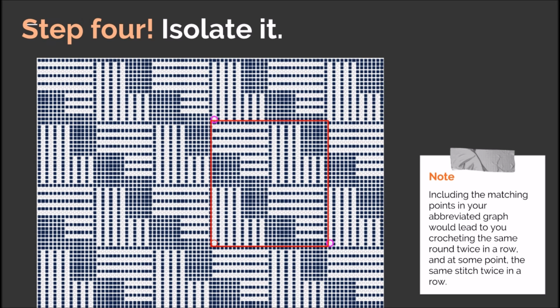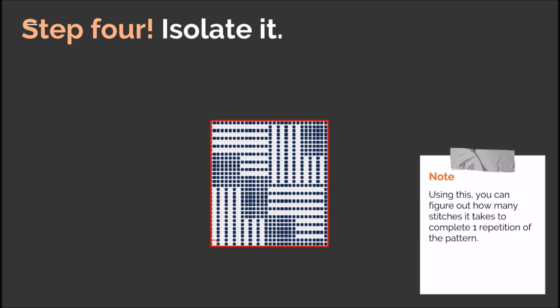So now that we have the box drawn, let's go ahead and get rid of everything around it. This is your abbreviated graph. Using this, you can figure out how many stitches it takes to complete one repetition of the pattern. Basically, you would just count the stitches that it takes to get from right to left.